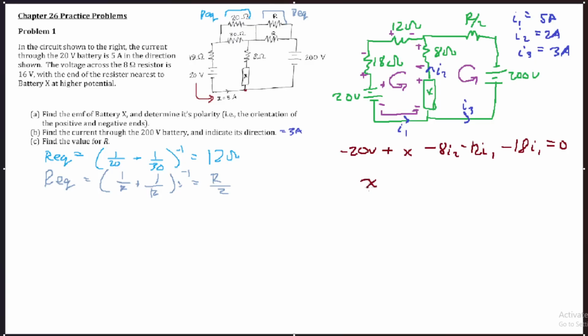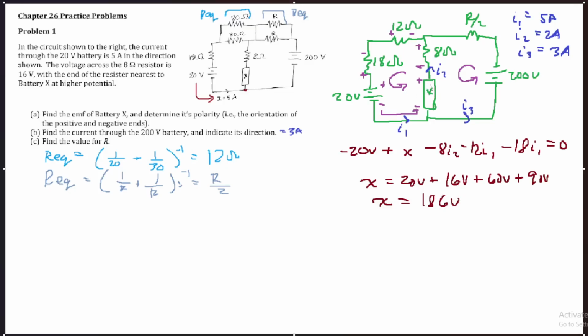So x would just be equal to 20 volts plus, this would be 8 times 2, 16 volts plus 12. This would be 12 times 5 is 60 volts plus 18 times 5 is 90 volts. So quickly, we can say that x is equal to 186 volts.